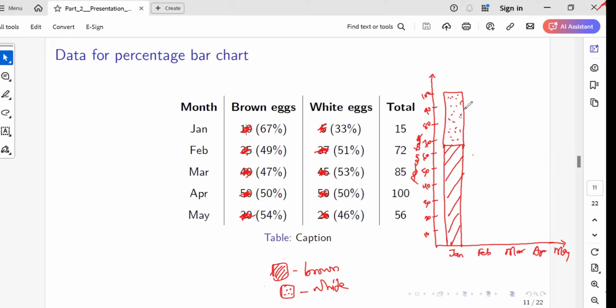All right. February. Brown X is 49%. So let me find 49. 49 is going to be very close to 50. So somewhere here. Then I come all the way down, which is my brown X. So for the month of February, brown X is 49%. Now white X for that same month is 51%. 51 plus 49 is 100. So I'm going to extend it all the way to 100. Then I create what I need for the white X with my dots.